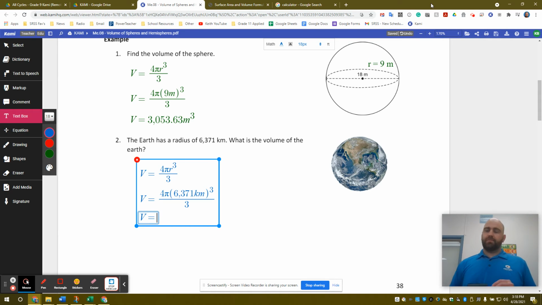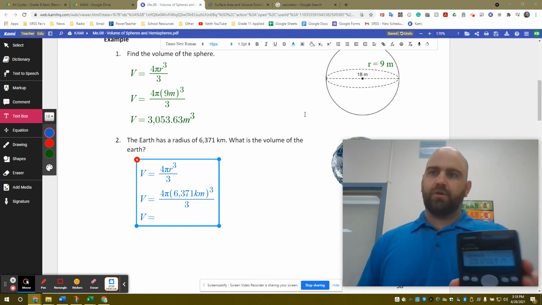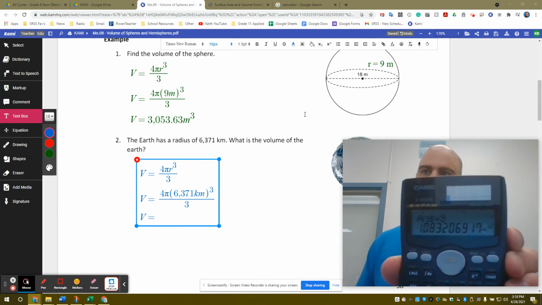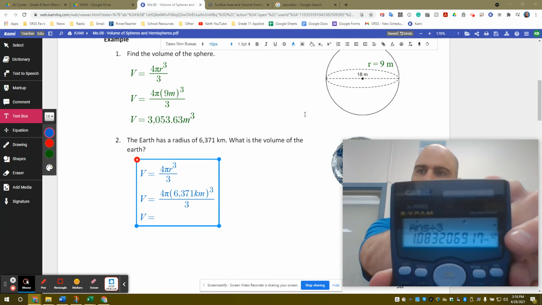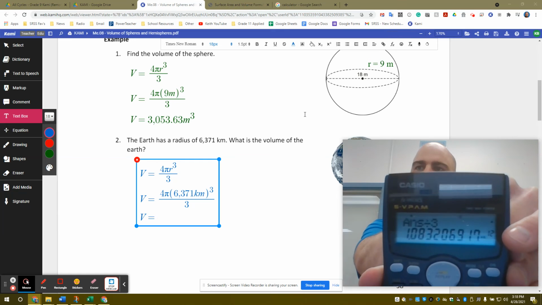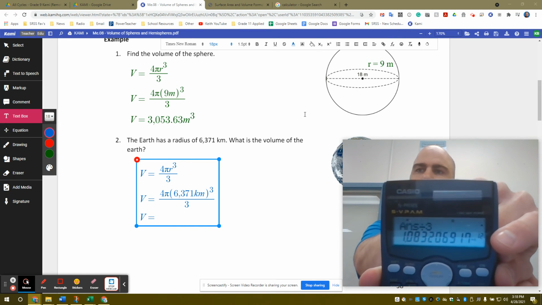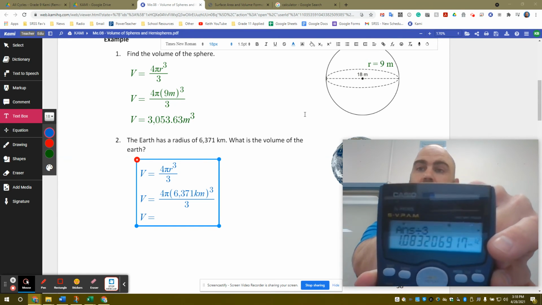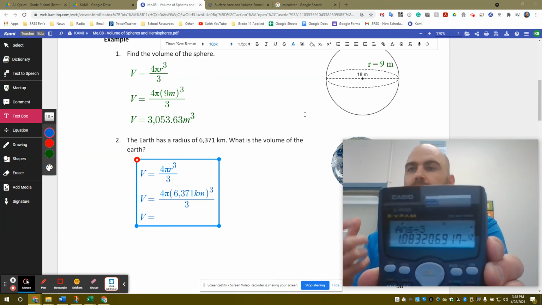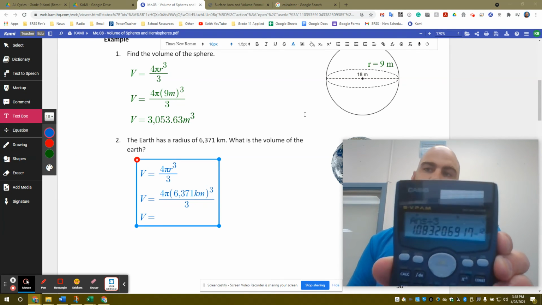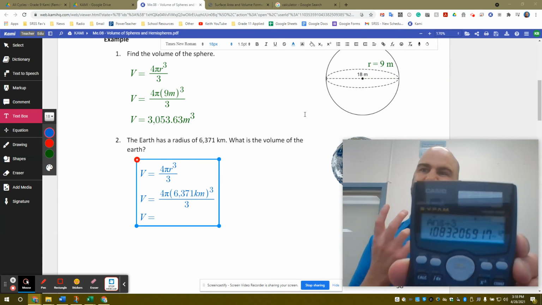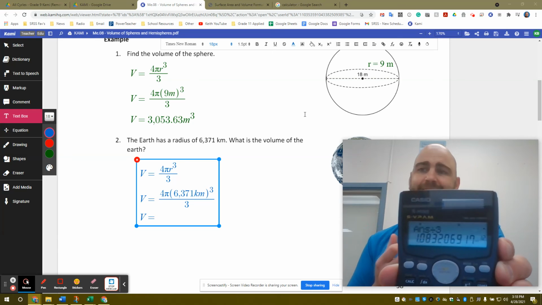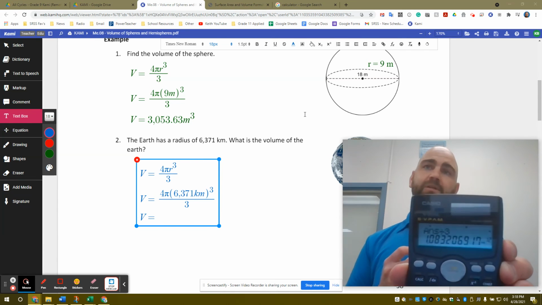Now I want to show you something on here. I'm just going to make this video a little bit bigger so you can hopefully see. Here's my calculator. Okay, you'll notice something on this side. You see that times 10 to the power of 12. If you do this on your calculator, you should see something like that. You're going to see a 1.083206917 times 10 to the power of 12. What does that mean? Really, what does it mean? That is in scientific notation.